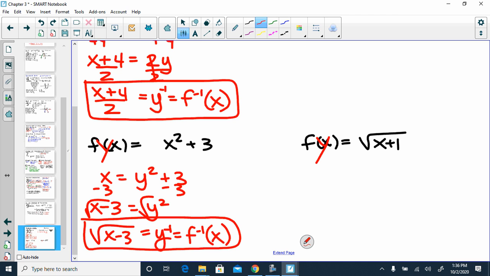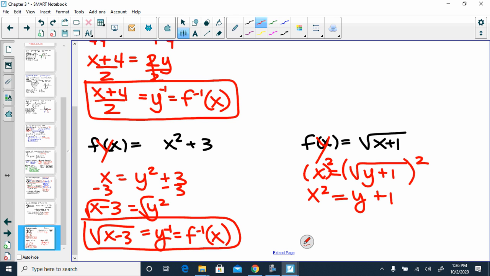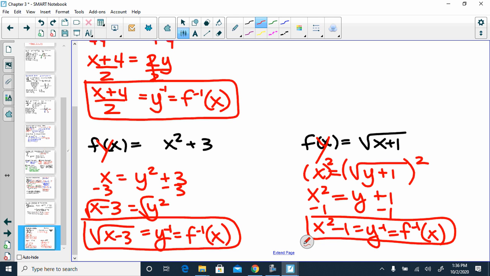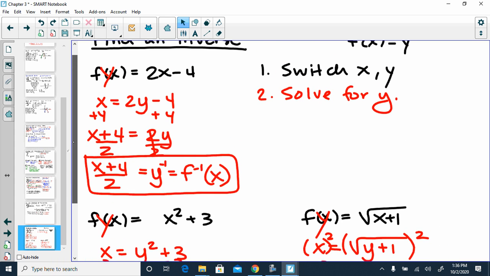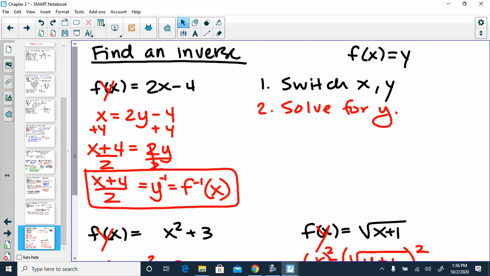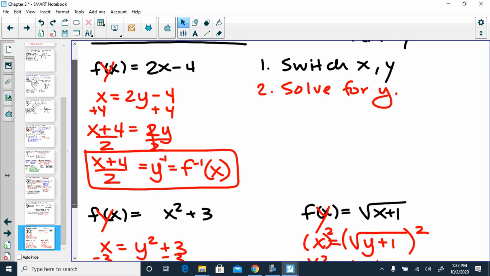Same thing here, y. So you need to switch the x and the y. How do you get rid of a square root? Well, you square both sides, and you guys saw that in the other lesson. We just square both sides. Once you square it, it goes away. Subtract 1, you end up with x squared minus 1 equals y. That new y is your inverse. So basically, it's two steps, switch the x and the y and solve for y. So that is how you find the inverse, okay? And we'll graph it here in a second at this first one. But as far as finding that is how you find an inverse.